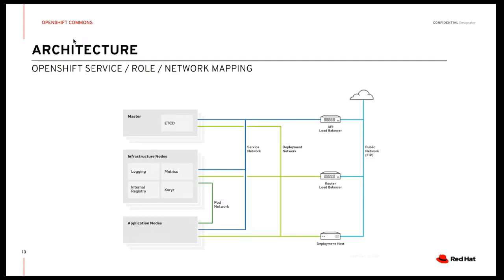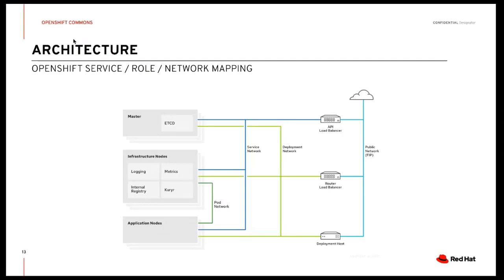And then we have infrastructure nodes. This is particular to OpenShift 3, but many of the services that are used to manage OpenShift itself, such as the internal registry, logging, and metric servers, run in the infrastructure nodes. That way the application nodes can be dedicated to your application workloads.